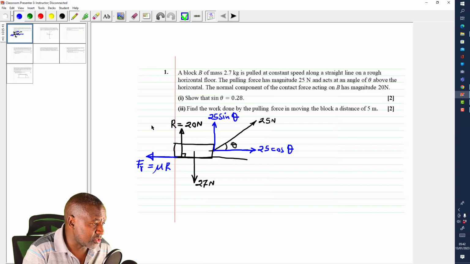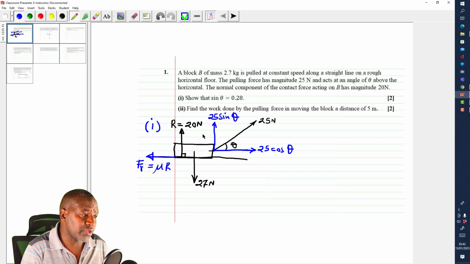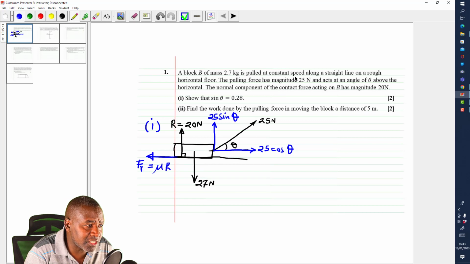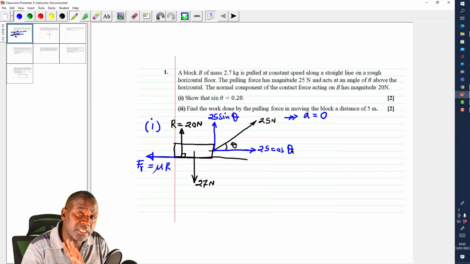Now, this object is in a state of equilibrium, both vertically and horizontally. How do I know that it is in a state of equilibrium horizontally? I've been told that it has constant speed. It's moving in a straight line and it has constant speed. That means that the acceleration in this direction is 0. Since it is 0, it tells me that the resultant force horizontally is 0. And it follows without saying that the resultant force vertically is also 0, because it is not moving in the vertical direction.